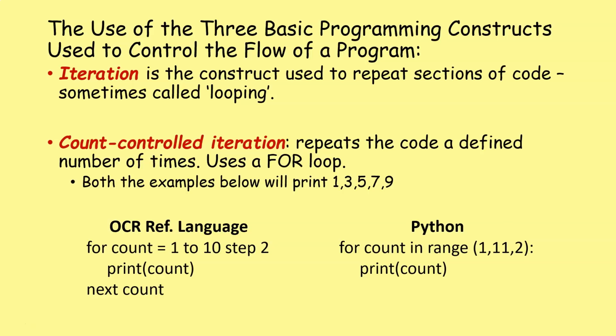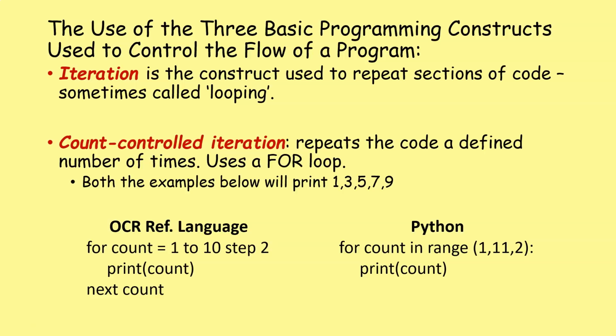We start at 1, we keep going until we get to 10, and we're doing this in steps of 2. So 1, 3, 5, 7, 9. You can omit the step section if you're just going up one at a time. You don't have to say step 1. You could just say for count equals 1 to 10.